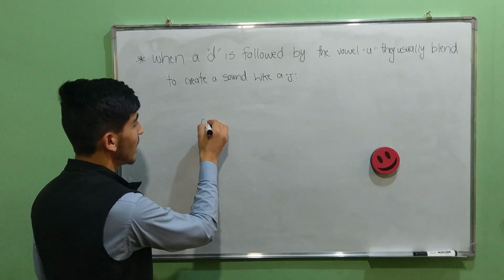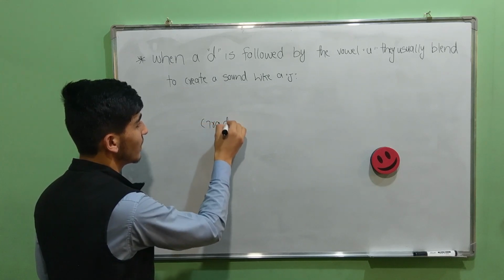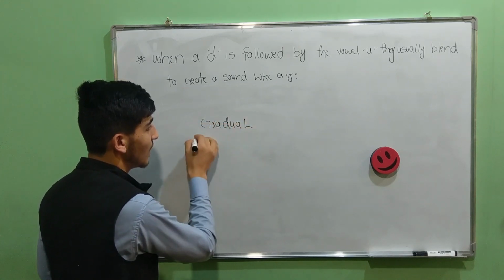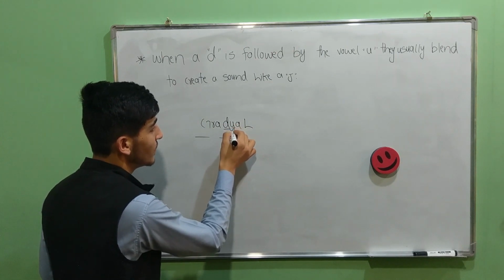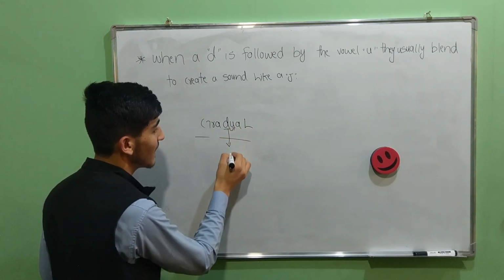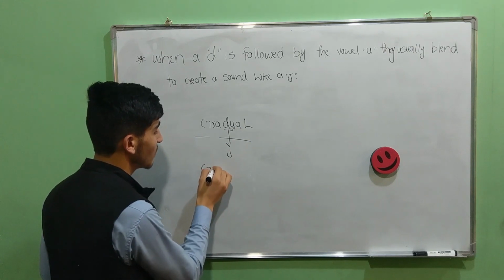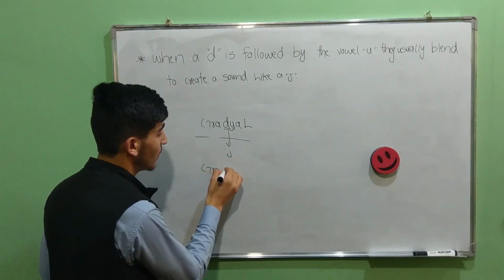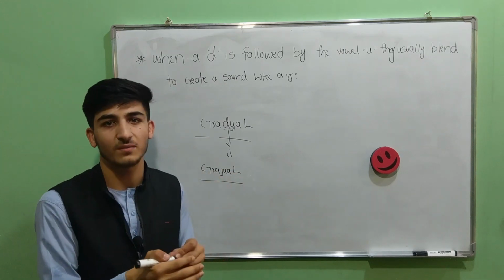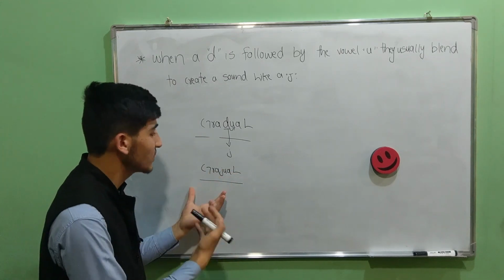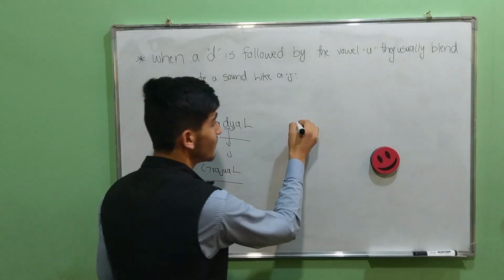The first one that I would like to write down on the whiteboard is "gradual". As you can see in the word gradual, the D is followed by the vowel U, so D changes and it becomes a J. In the pronunciation, this word really becomes like "graj-ual". We don't call this "grad-ual" or something similar to that, but we would perhaps call this "graj-ual". Let's have another one.